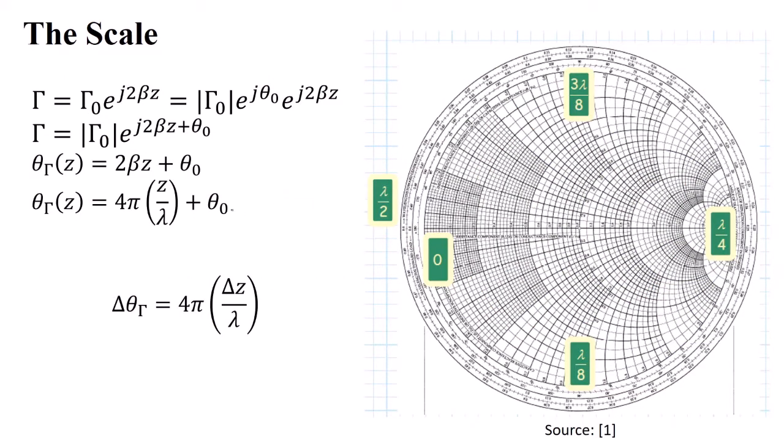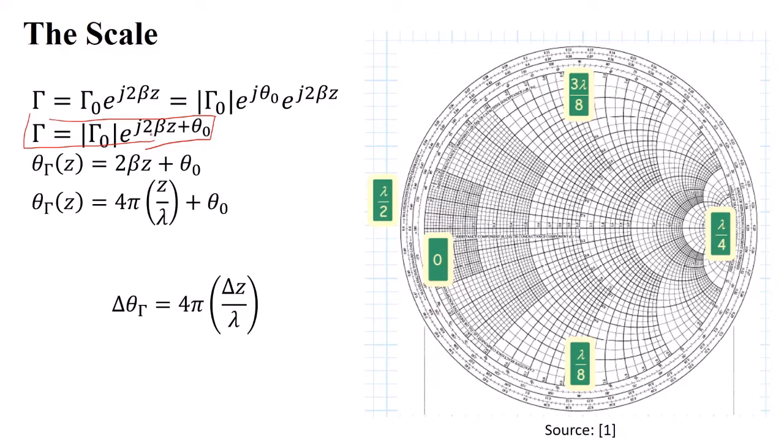Now here further you can analyze mathematically that the reflection coefficient at a particular value of z is given by the initial reflection coefficient at z equals 0, multiplied by this term. Here theta naught and gamma naught magnitude are the phase and magnitude at z equals 0, which means where the load is connected. So this is how the reflection coefficient is given.